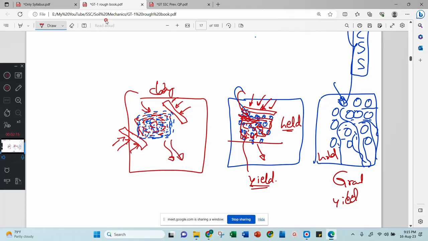Whether this clay will yield the water? No, this clay will not yield the water. Why? Because this water is rigidly held. Most of the water is rigidly held, therefore this will not yield the water.